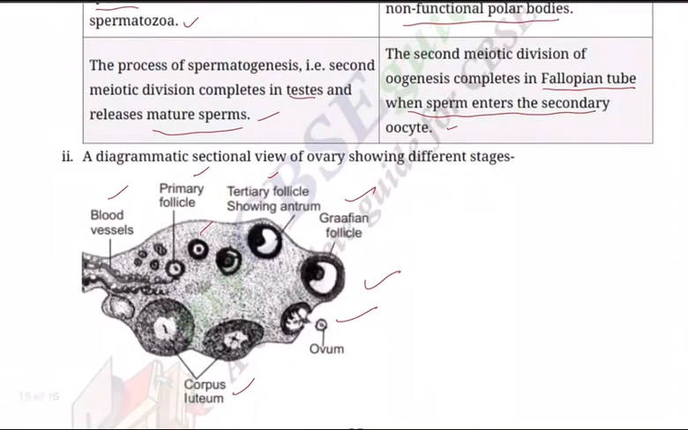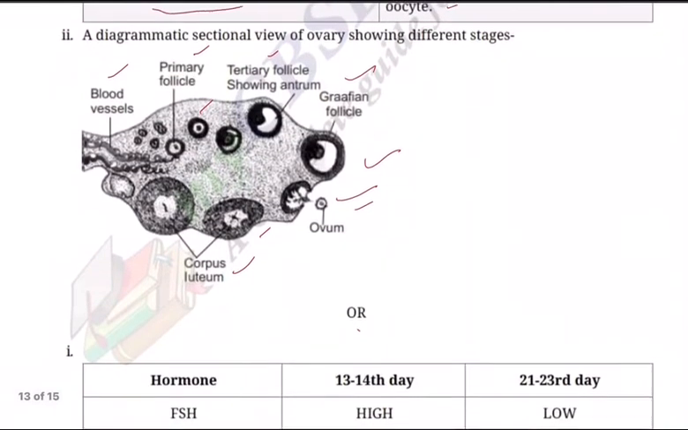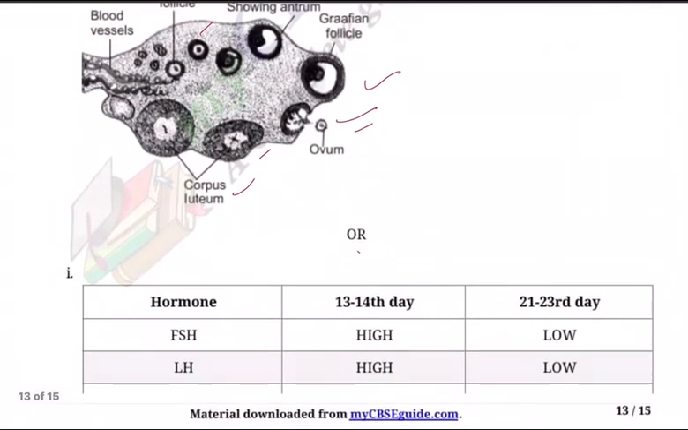In question 2, draw a sectional view of human ovary and label the different follicular stages, ovum and corpus luteum. I said yesterday that this diagram is very important. This is there in practicals also. This is worth 3 marks. You need to draw and label, and do not forget to draw a beautiful diagram. Label all the follicles: primary follicle, secondary follicle, tertiary follicle, Graafian follicle. Then release of ovum, ovulation. Once ovulation is done, what is left is the corpus luteum, which is very important. It secretes progesterone.